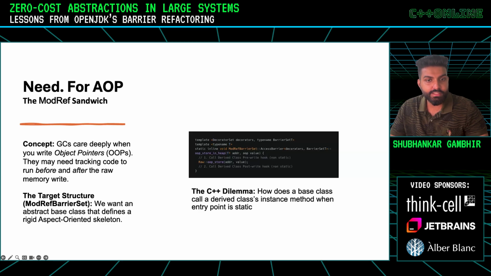But here is our C++ dilemma. The pipeline just called a static entry point. We do not have a GC object instance. We do not have a this pointer here. So how does the ModRef base class statically call the derived GC's hook?